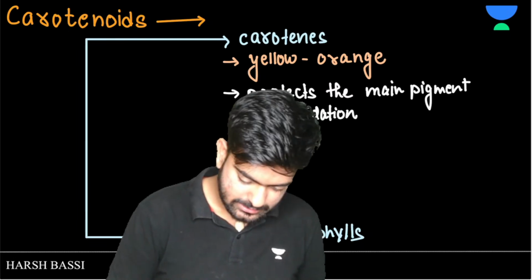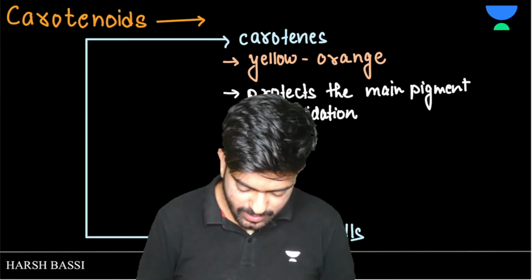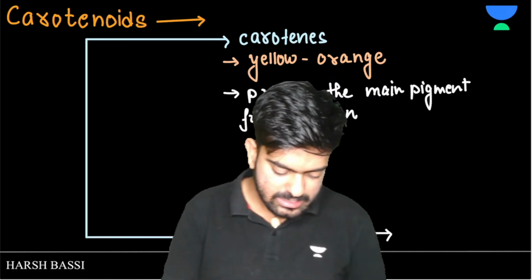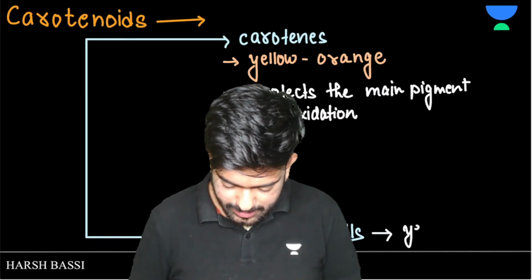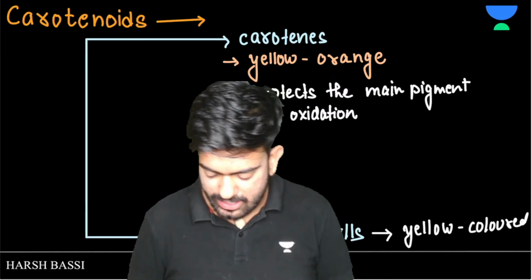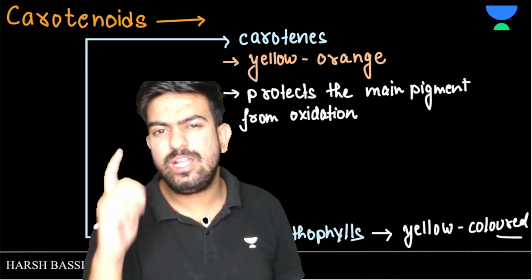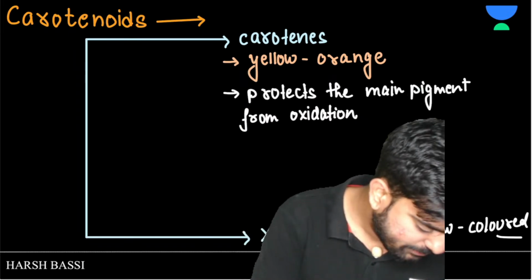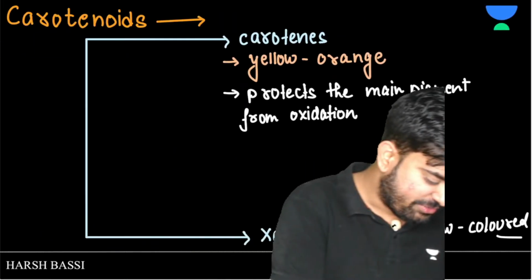Okay. Great. Now next we have xanthophylls. What is xanthophylls? Xanthophylls is a yellow colored pigment. Yellow orange is carotenoid, and only yellow is xanthophylls. Clear? Great, sir. Now let's move on and talk about the next one, which is phycobilins.